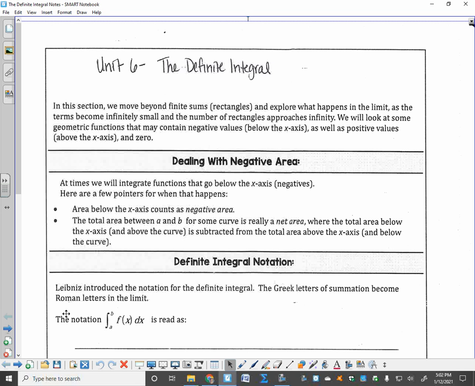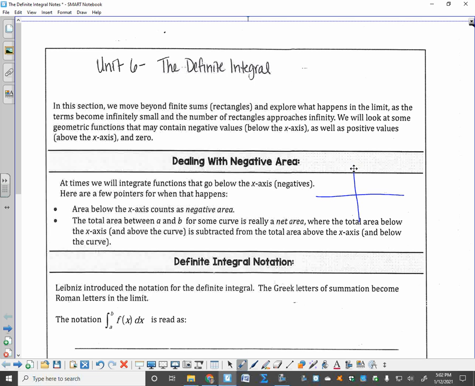So, dealing with negative area: at times we are going to integrate functions that dip below the x-axis. Here are a few pointers for when that happens. Any area below the x-axis counts as negative area. The total area between A and B for some curve is really a net area, where the total area below the x-axis, which is above the curve, is subtracted from the total area above the x-axis, which is below the curve. So here's what that means.